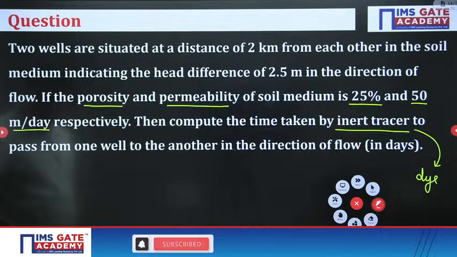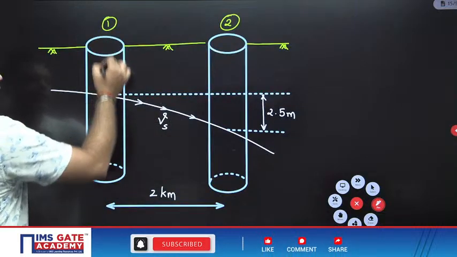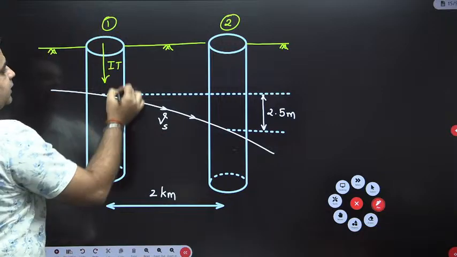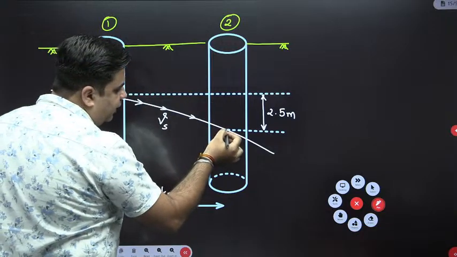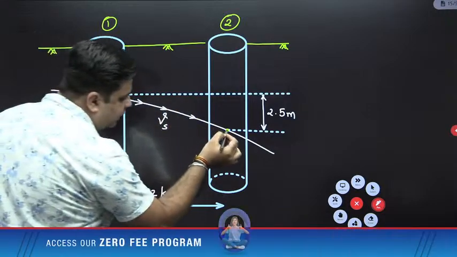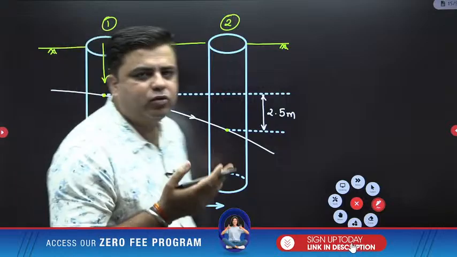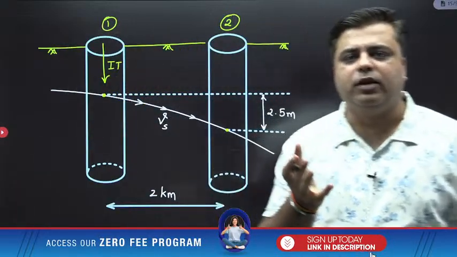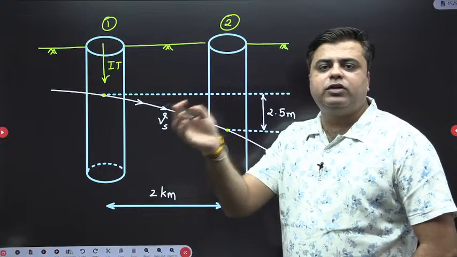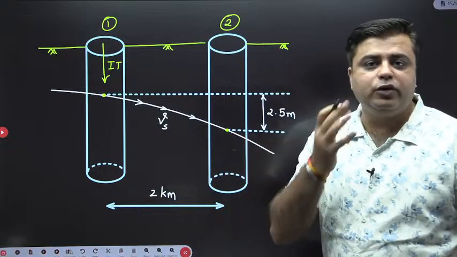So the question is asking, if you insert an inert tracer here, in how much time this inert tracer will reach to well number 2? Now this question becomes so simple. It's a simple question like time is equal to distance by speed. That is what you need to do.